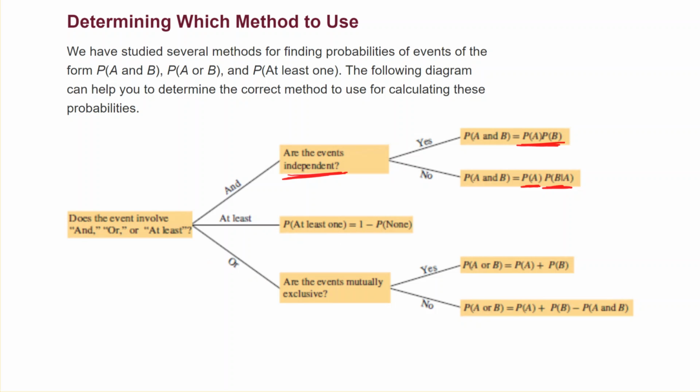For or, which was addition, if they're mutually exclusive, we just add the two probabilities. If they're not, we need to subtract where they overlap. The way I like to think about this formula especially is that if they're mutually exclusive, essentially this probability is 0, so we're subtracting 0. And for independent events, the probability of A and B is just the probability of A times the probability of B. That's what we get here. Okay, so something to keep in mind.